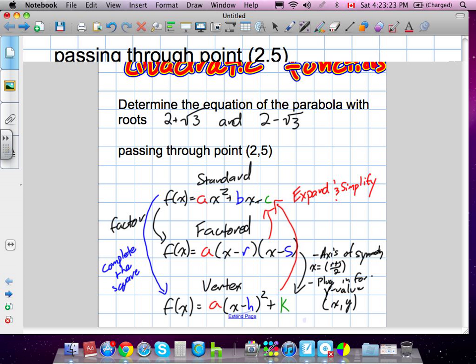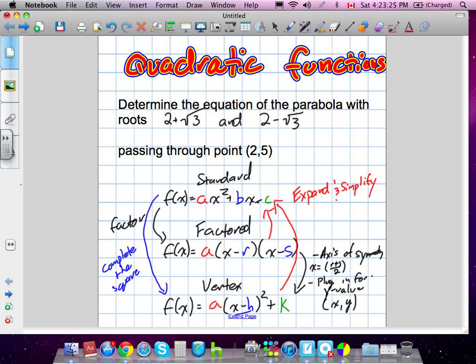Determine the equation of the parabola with these roots. Well, because you've given us those roots, I'm going to go directly into my factored form because this is one of the roots, or in other words, it's an r, and this is the other root, which is an s. Okay, so we're going to plug those values into the factored form and then try to get the a value of the factored form.